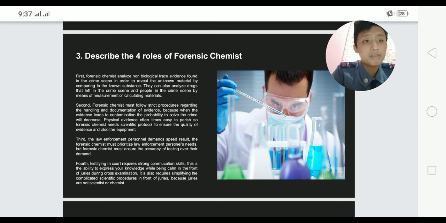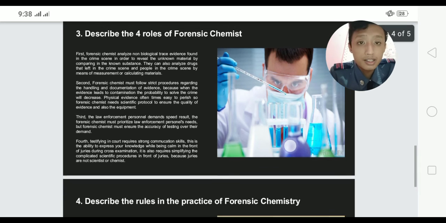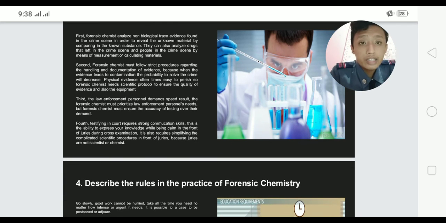Kapag ako kasi ang forensic chemist ay nagkamali yan, makakasuhan yan ng malpractice or negligence. Kapabayaan, ibig sabihin, wala silang kakayanan para humawak ng ganung mga ebidensya. Because when the evidence leads to contamination, the probability to solve the crime will decrease. Physical evidence is oftentimes easy to perish, so forensic chemists need scientific protocol to ensure the quality of evidence and also the equipment. Then, third, the law enforcement personnel demands speedy results.